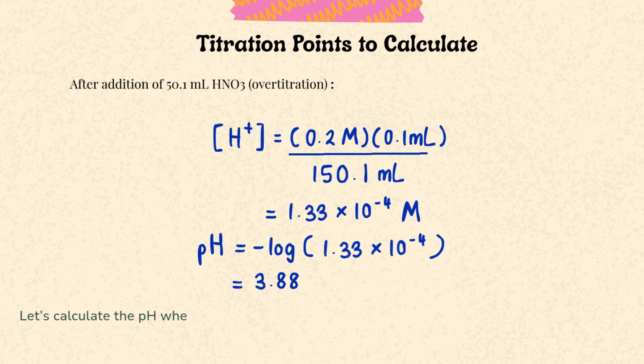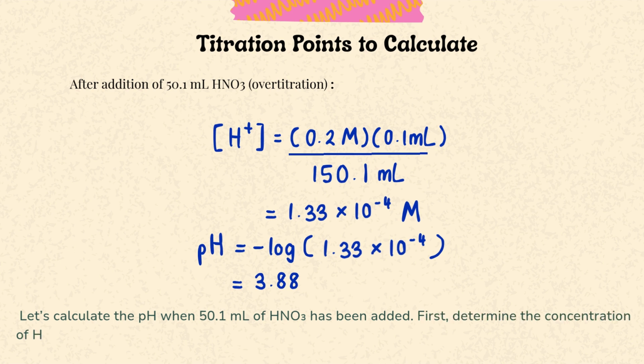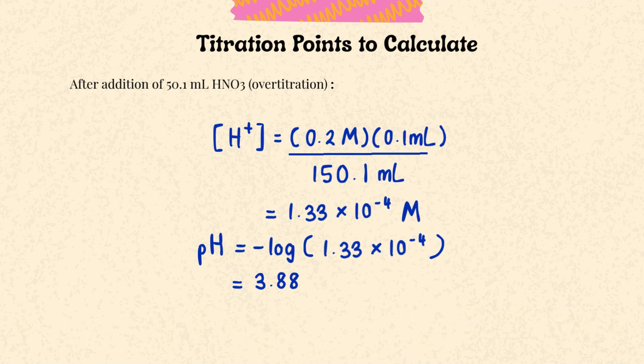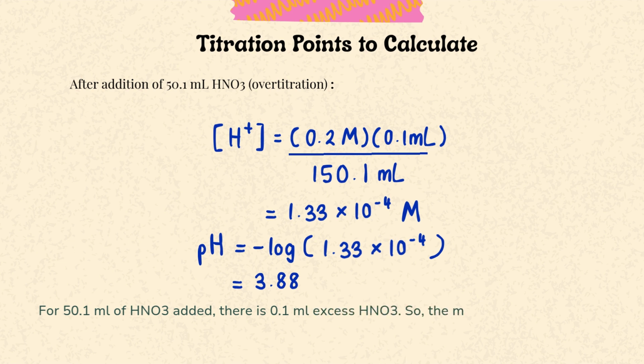Let's calculate the pH when 50.1 mL of HNO3 has been added. First, determine the concentration of H+ using MV over V total. M represents the molarity of acid. V represents the excess volume of acid added after the equivalence point. For 50.1 mL of HNO3 added, there is 0.1 mL excess HNO3, and the molarity of acid is 0.2 M.